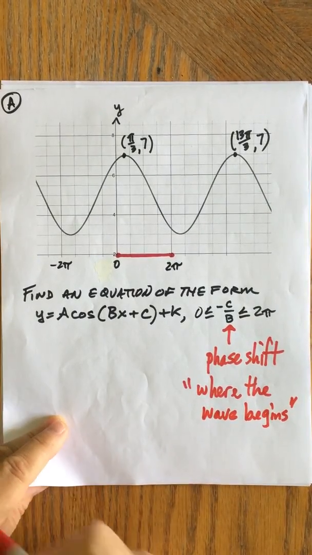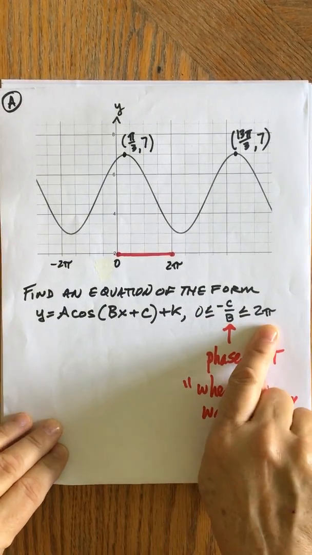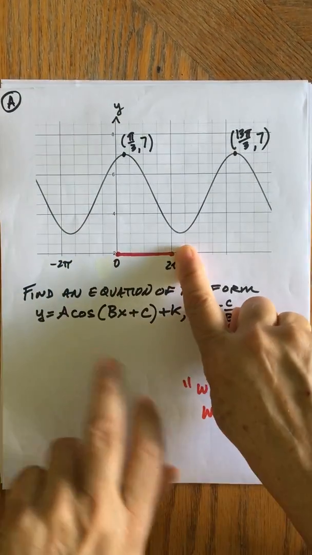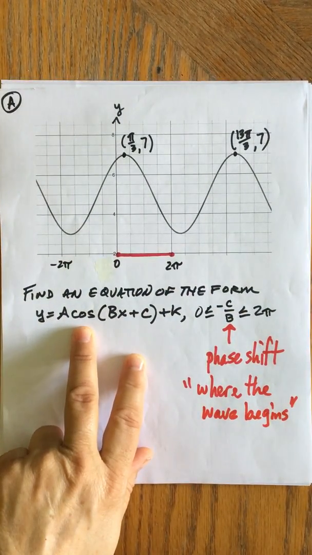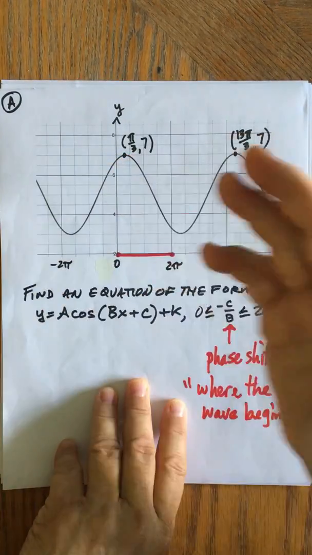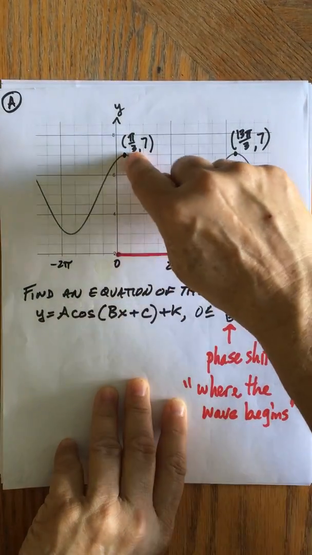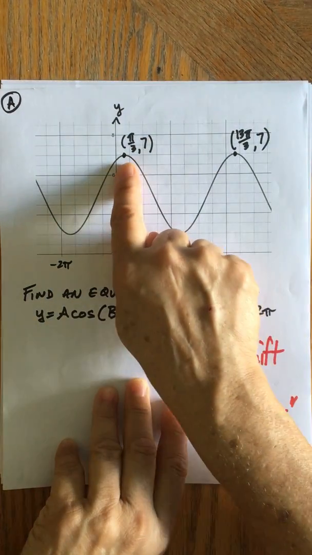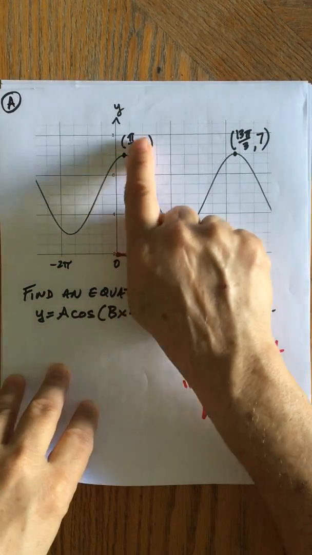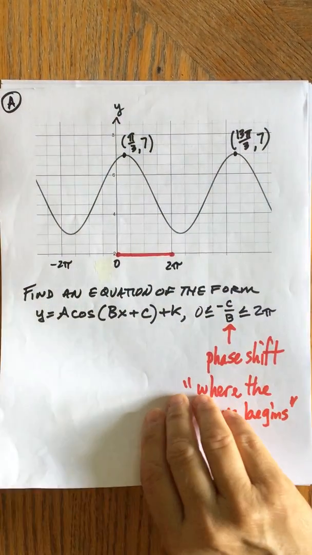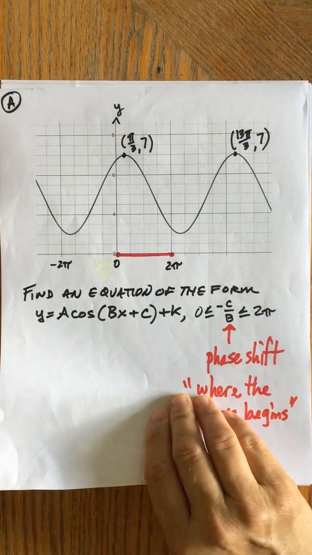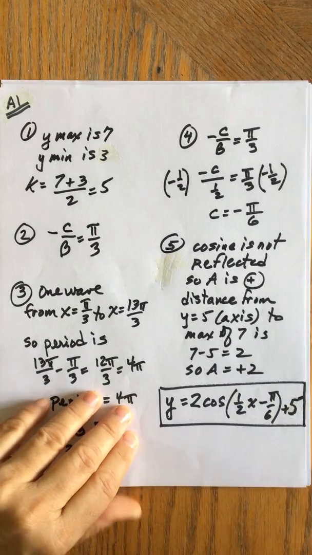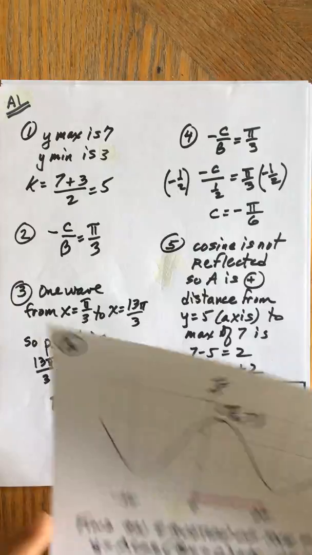Okay, so they tell me it's somewhere between 0 and 2 pi, so I look on the x-axis between 0 and 2 pi, and since it's a cosine wave, I'm looking for a max. So this is the part of the wave I see in here. I see a max, I don't see a min, it must be this. So the wave begins at pi over 3. And then you go on and on from there. I've got this all done, I'm not going to go through it super slowly. I know where I begin.